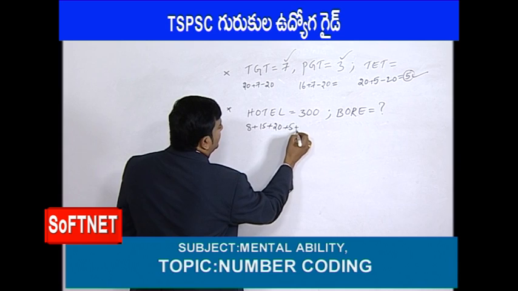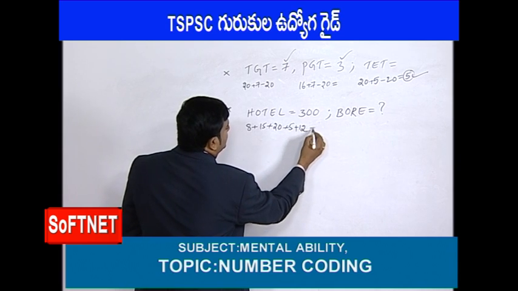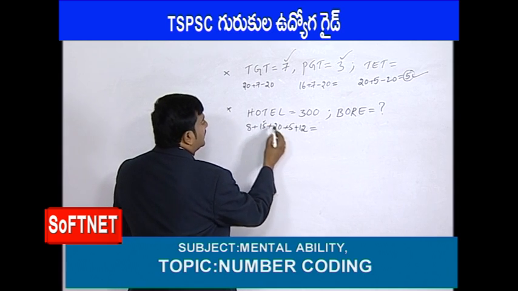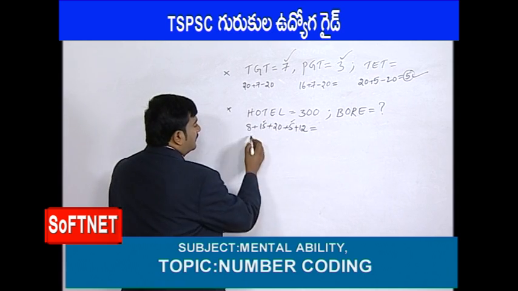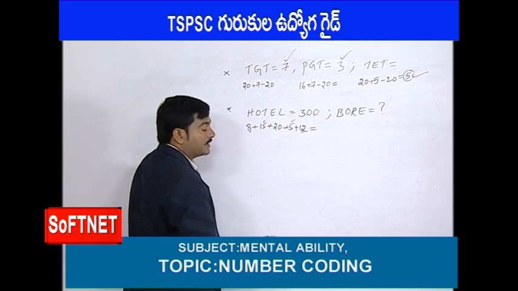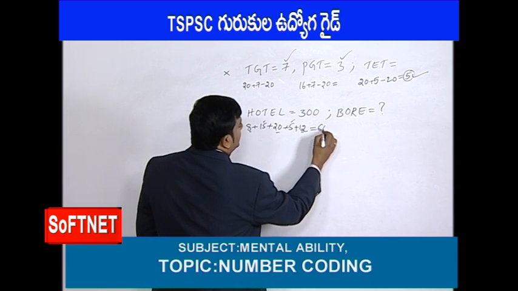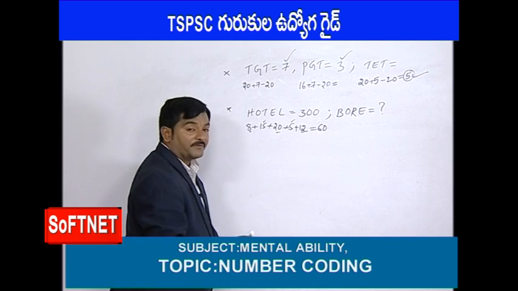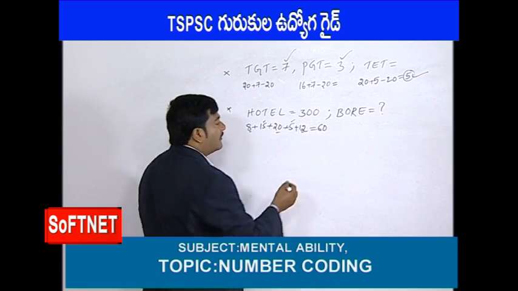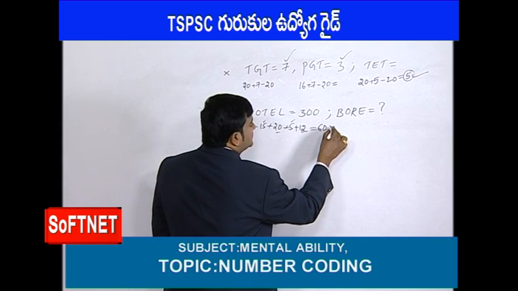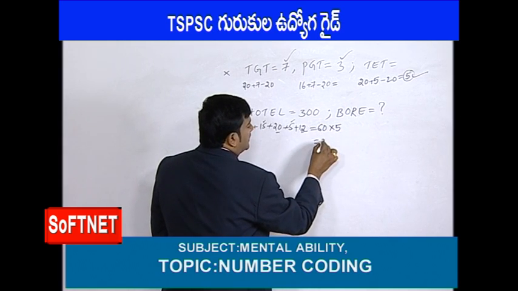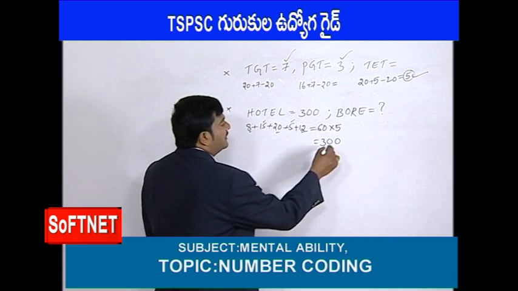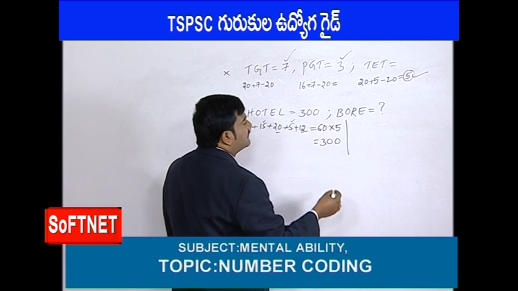E means 5. Similarly, L means 20. Add all these numbers. How much am I getting? 15 plus 5, 20. 8 plus 12, 20. So here 20 plus 20 means how much am I getting? 60. I am getting 60, but here how much is there? 300 is there. How am I getting 300 from 60? It means 60 is multiplied by 5. I am getting 300. Similarly, apply the same concept for the second word also.